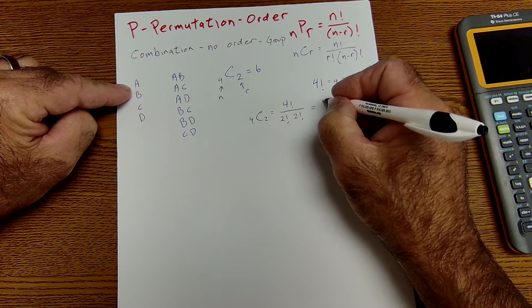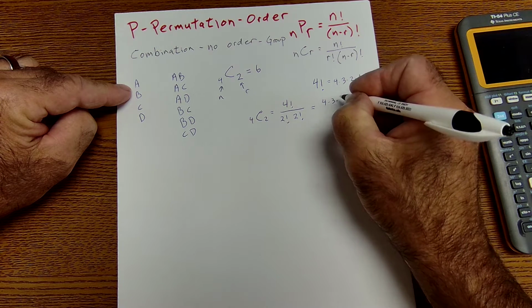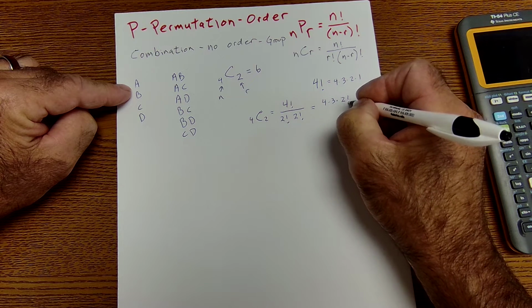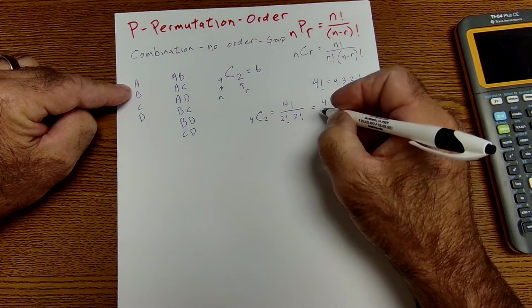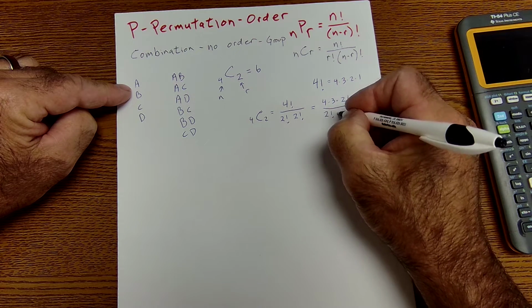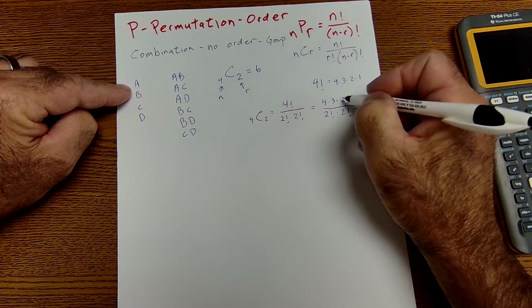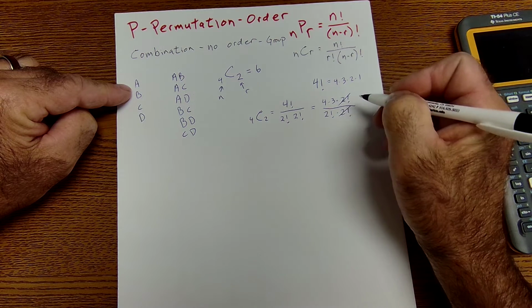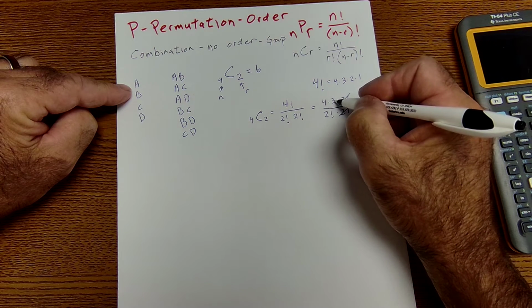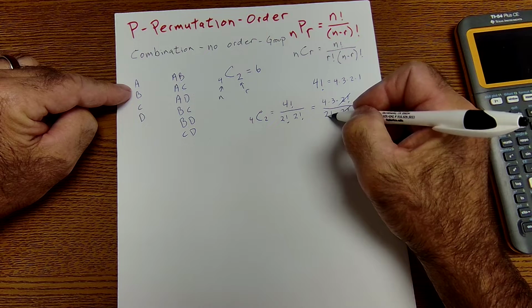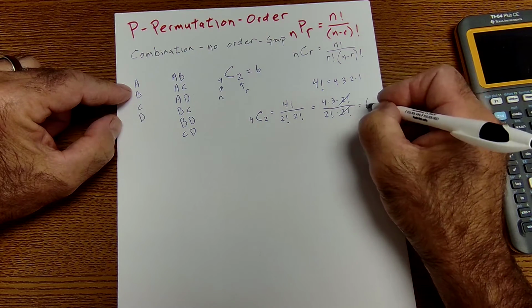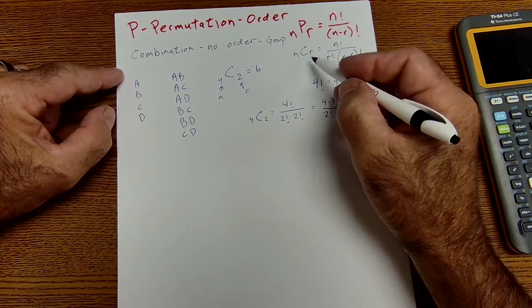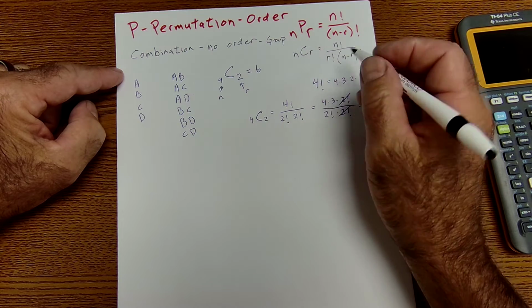To simplify this, I have 4 times 3 times 2, I'll just call that a factorial, even though it's times 1, over 2 factorial times 2 factorial. My 2 factorials will cancel. 4 times 3 is 12. 12 divided by 2 is equal to 6. So that's how that notation nCr works.